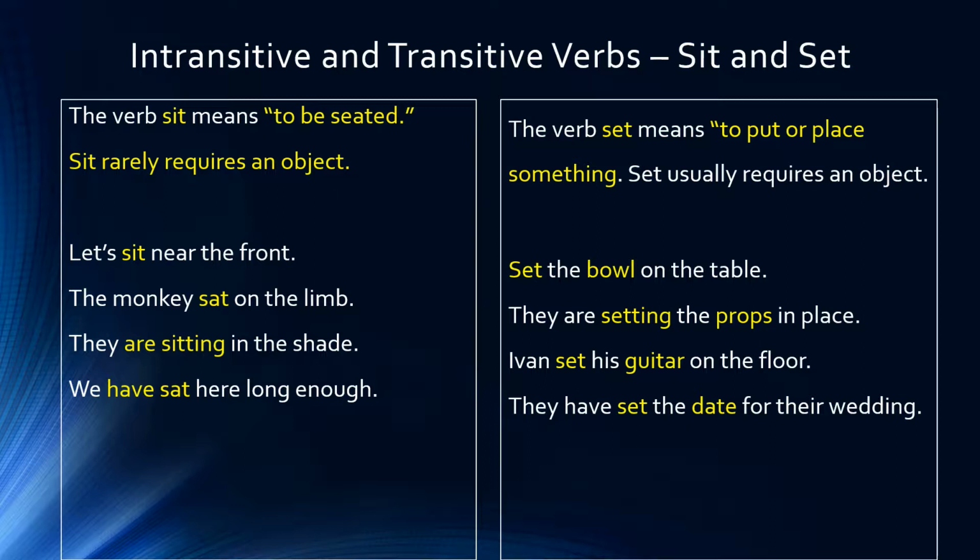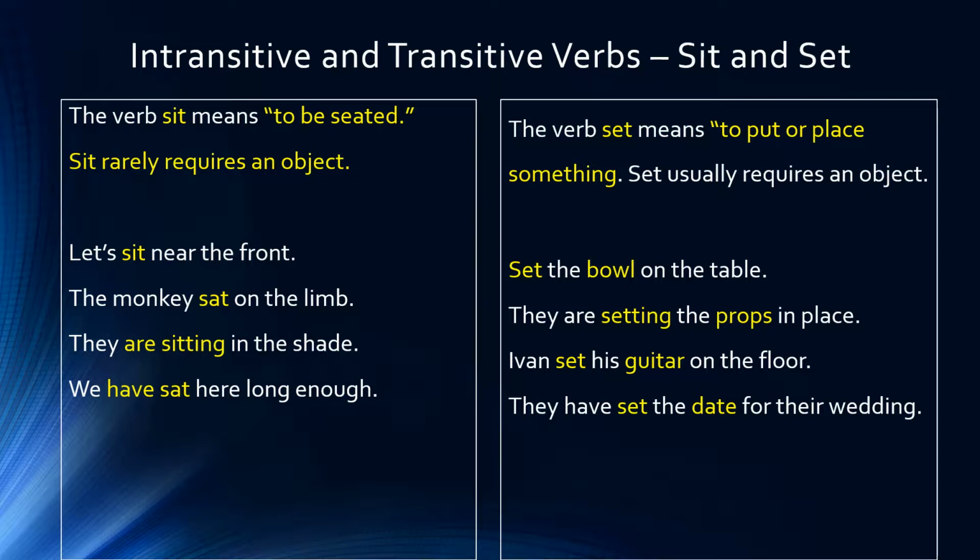Let's think of the words sit and set. The verb sit means to be seated. Sit will rarely ever require an object. Let's sit near the front. The monkey sat on the limb. They are sitting in the shade. We have sat here long enough.